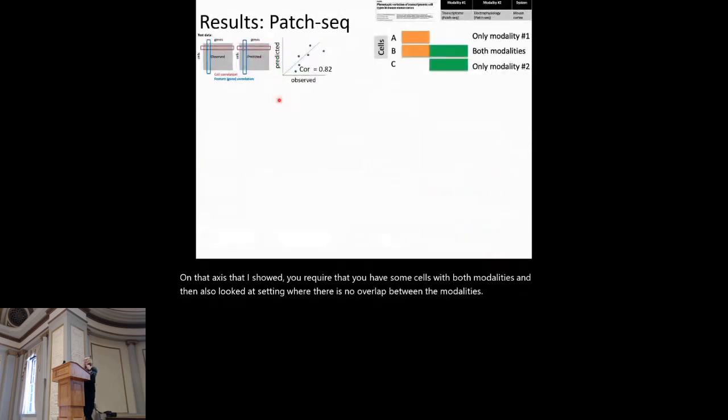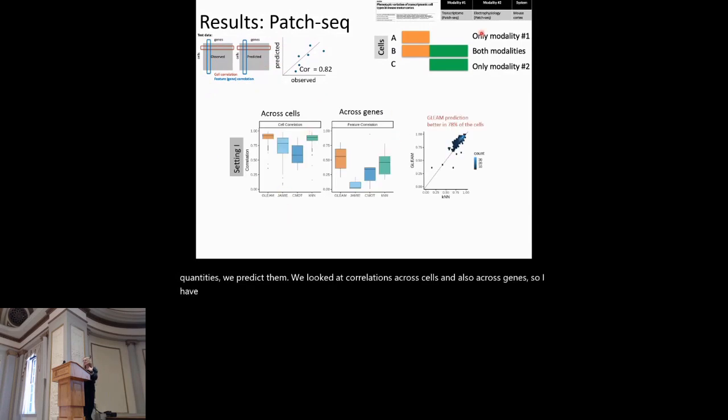Okay, and in terms of the results, on the test data we have the observed quantities, and we predict them. We looked at correlations across cells and also across genes. So I have some results here. This is an experiment on the actual PATH-seq data.